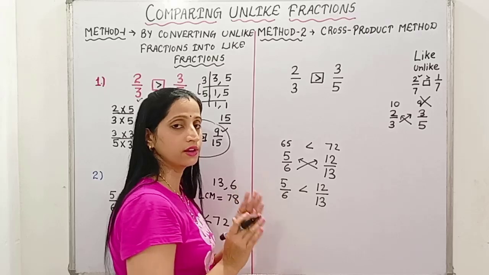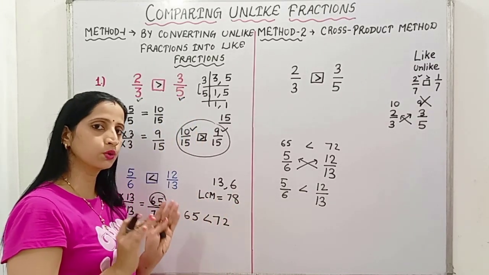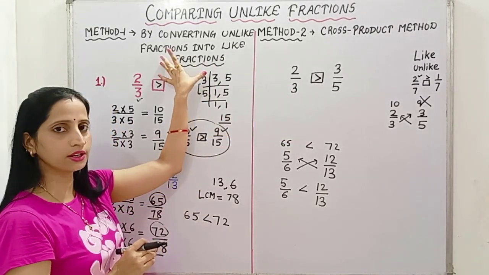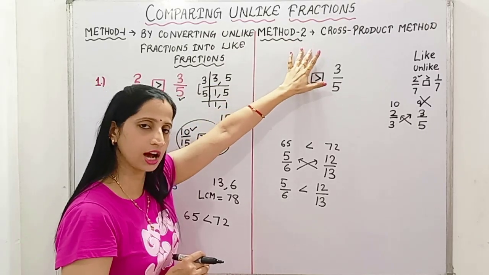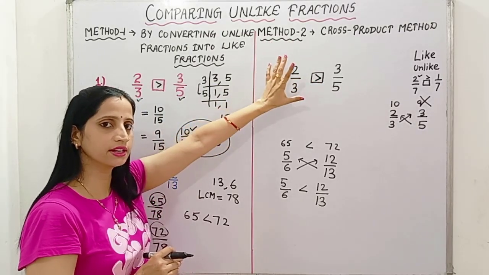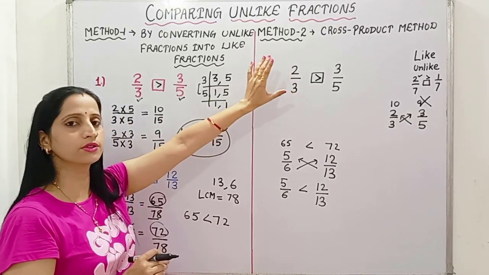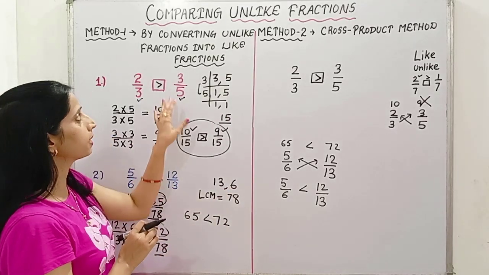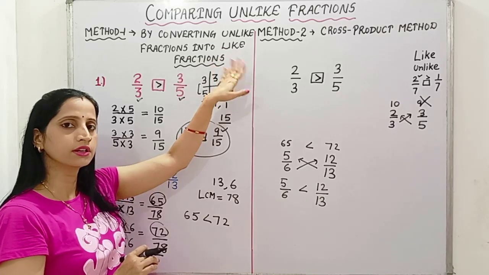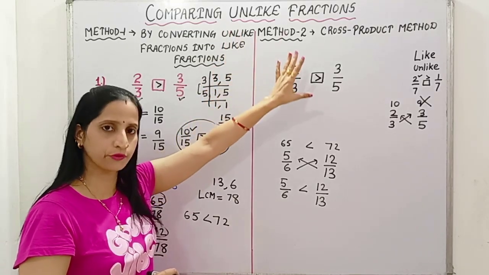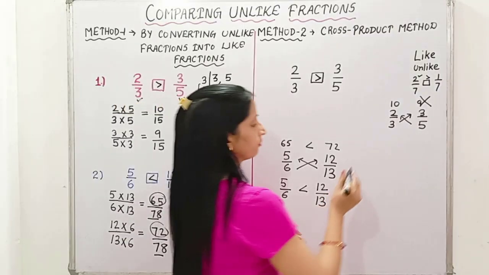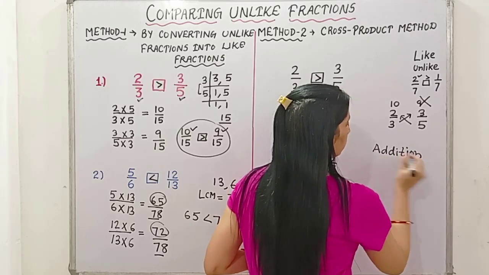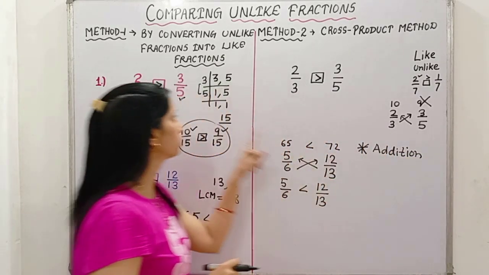Okay, so whenever two unlike fractions are given, to compare those you can use any one of these methods. Okay, either you can use this one or you can use this one. It's up to you. Whatever you find easier, whichever is less time consuming, you can use that method. And what are its uses? Once we learn this method of converting unlike fractions into like fractions, we can further use it in other concepts of fractions, like when we do addition of fractions, that time also we have to use this method.